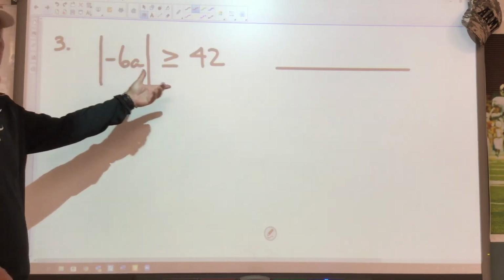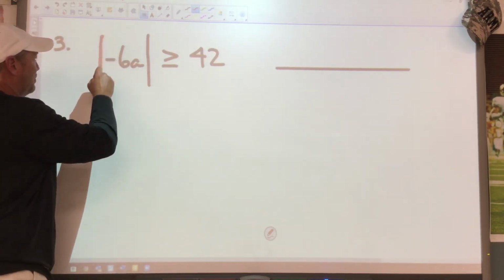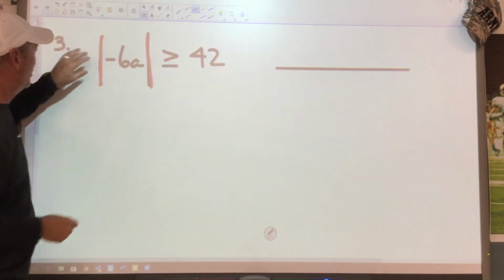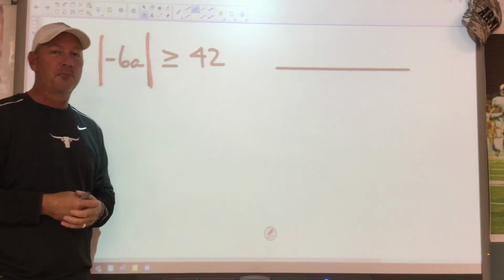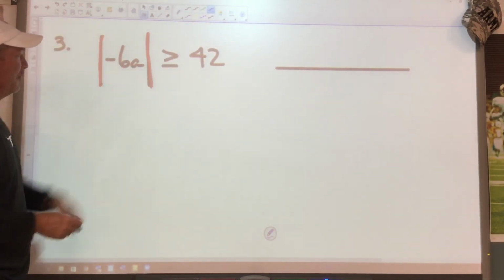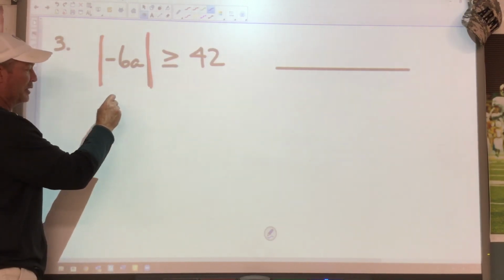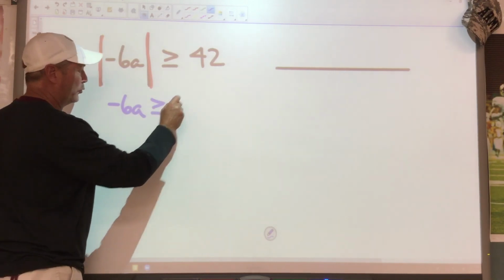All right, so we're going to go to number 3. Here's my absolute value. There's nothing in front. There's nothing in the back. It's by itself, so I can work this problem. The first time, we're going to copy it as we see it. We're going to say negative 6a is greater than or equal to 42.